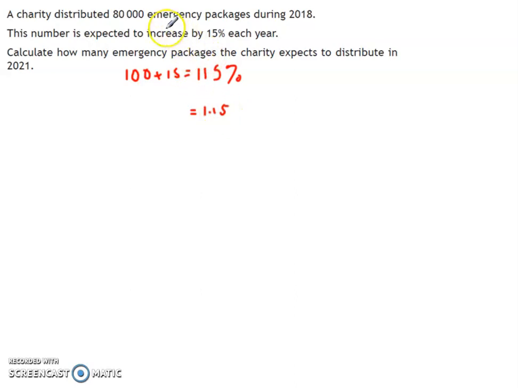The next thing we need to figure out is how many years we're going to go for. So this is during 2018 and we finish in 2021. So there's 3 years between that. So we know that our index power when it comes to our calculation is going to be 3 because it has to take into account the fact it's occurred each year.